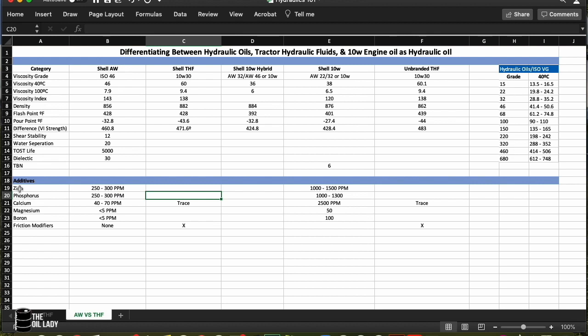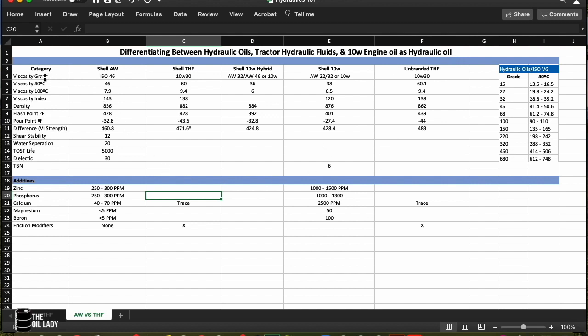So if we first look over here, we've got your basic hydraulic oil. Then we've got the tractor hydraulic fluid, the 10-weight. Shell's got a 10-weight hybrid product that's actually designed for construction applications when 10-weight engine oil is called for. A regular 10-weight engine oil is here, and then I've also put up an unbranded tractor hydraulic fluid here.